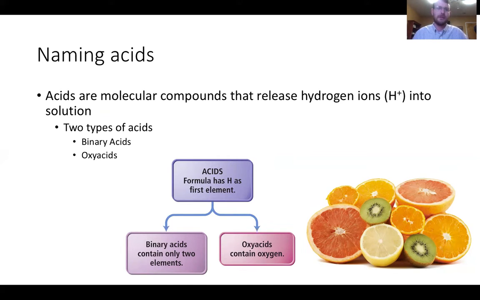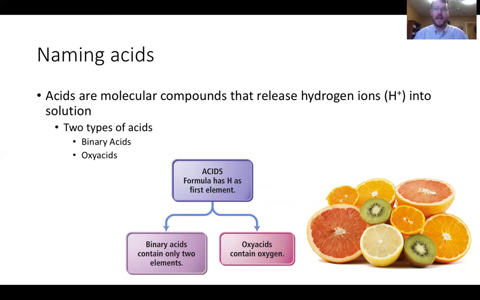In Gen Chem 2, you cover acids in a little bit more detail. There's two types of acids. There's binary acids, and then there's oxyacids. Oxyacids are just those acids that contain oxygen. Binary acids are anything that really doesn't contain oxygen, and that usually contains just two elements.